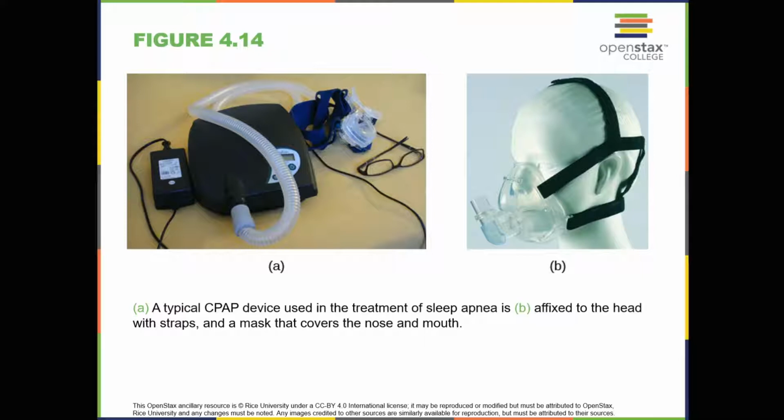One of the most common treatments for sleep apnea involves the use of a special device during sleep. A continuous positive airway pressure, or CPAP device, includes a mask that fits over the sleeper's nose and mouth, which is connected to a pump that pumps air into the person's airways, forcing them to remain open, as shown in Figure 4.14. Some newer CPAP masks are smaller and cover only the nose.